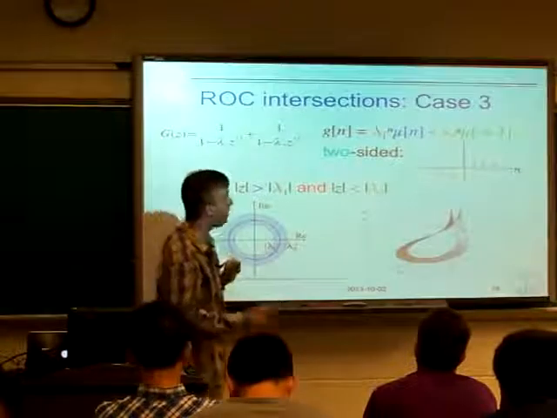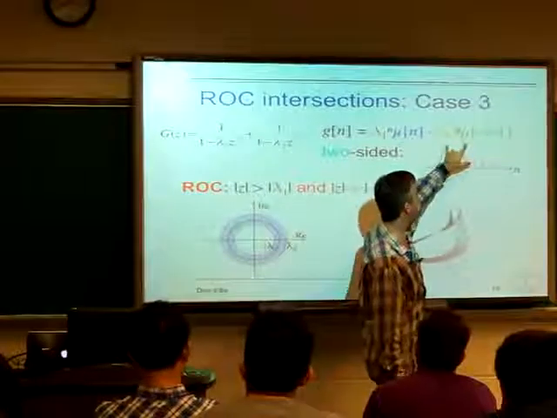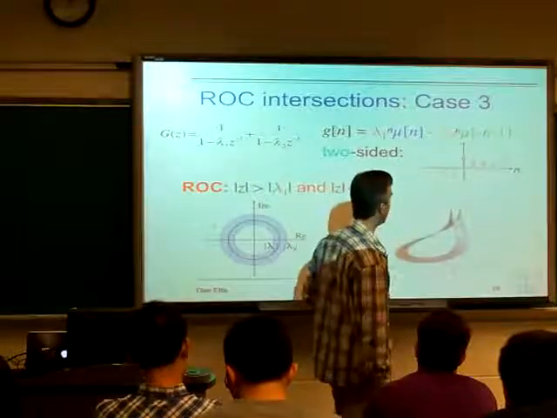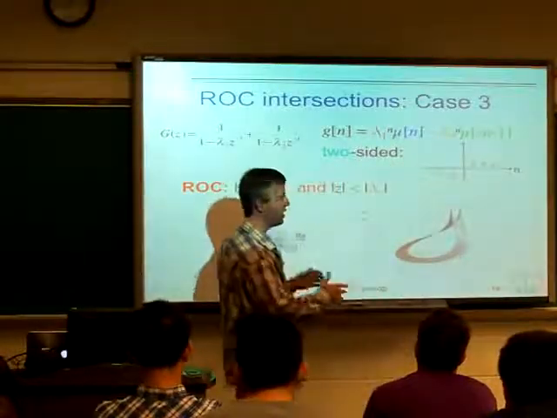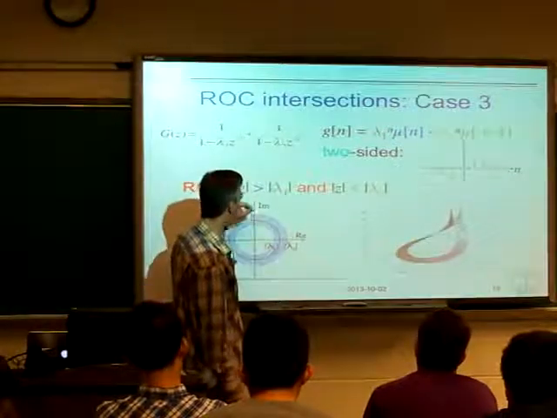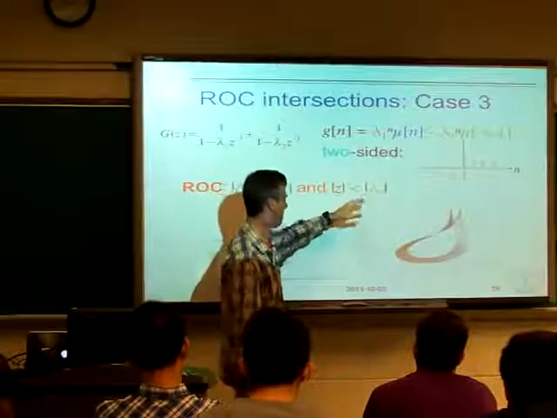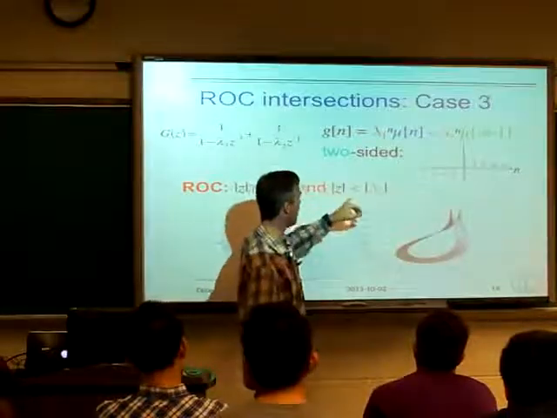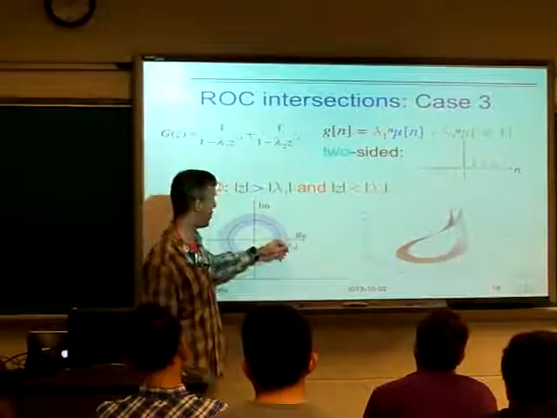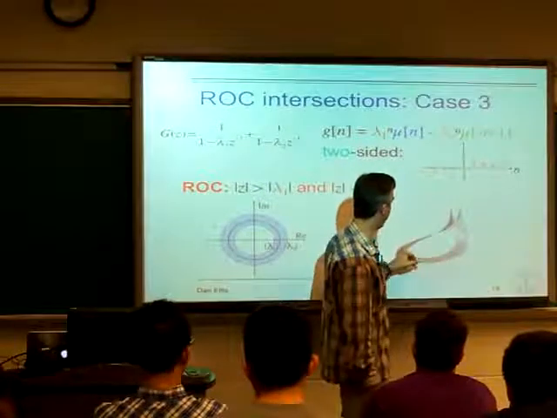Here's a third way we could build this sequence. Now we're taking the right-sided version for lambda 1 and the left-sided version for lambda 2. So now we've got two convergent sequences going in opposite directions. It's non-zero for all values of n, but it is bounded. In that case, we end up with a different region of convergence. We need |z| to be larger than lambda 1, which is the right-sided part, and smaller than lambda 2, which is the left-sided part. That's okay, because there is a set of values of z where that's true. It's the space between lambda 1 and lambda 2, this ring of values here.